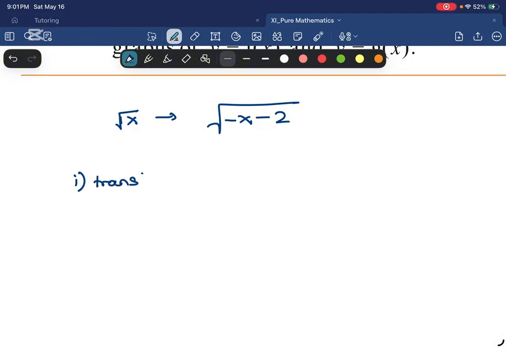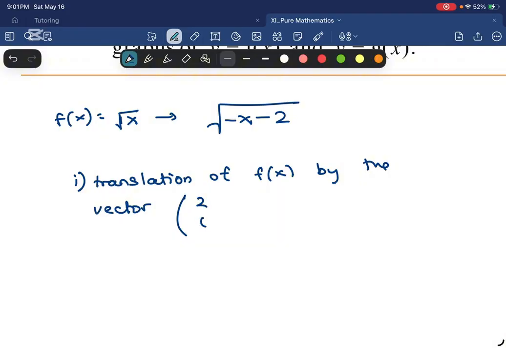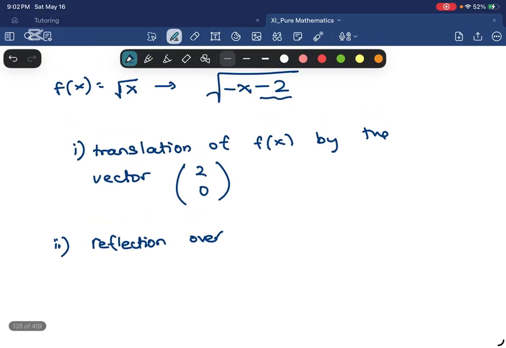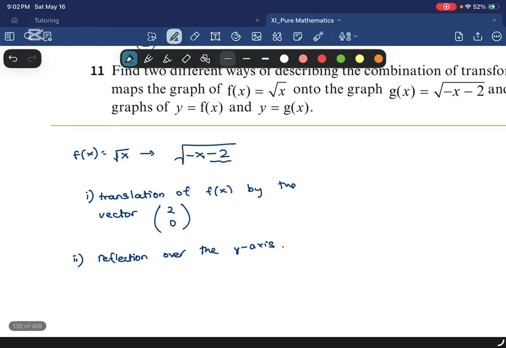So this starts with a translation. So let's call this f of x. Of f of x by the vector, so minus 2 is just 2 comma 0, right? So we're doing the usual order, based on the usual order I gave you. And then that is going to be a reflection. So minus x implies a reflection over the y-axis. So that is one way of doing. That is the first order.